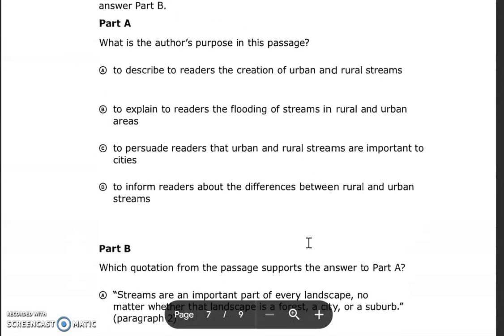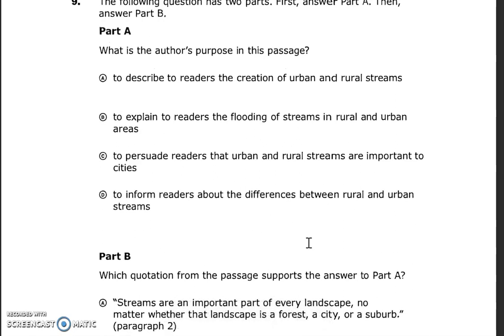Number 9, Part A. What is the author's purpose in this passage? A, to describe to readers the creation of urban and rural streams. B, to explain to readers the flooding of streams in rural and urban areas. C, to persuade readers that urban and rural streams are important to cities. D, to inform readers about the differences between rural and urban streams.